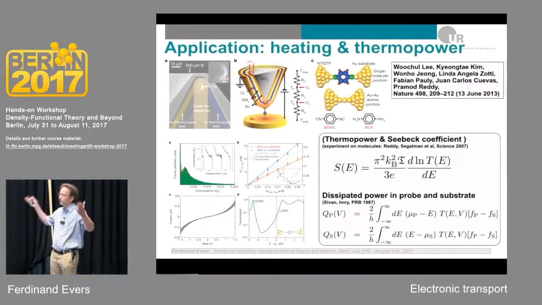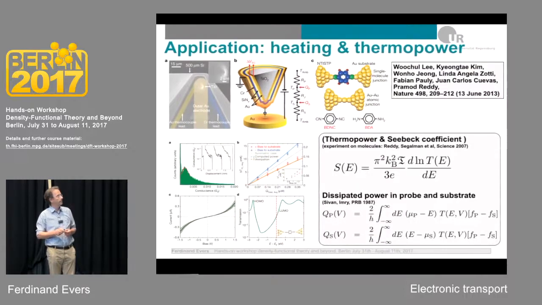Suppose that we have two reservoirs at two different temperatures. Then there's also a current flowing through the system, but only until the charge accumulating on the right-hand side annihilates the current flow through a counter potential. And now you can measure, for a given temperature gradient, what would be the counter potential. And the coefficient that comes out of this is the Seebeck coefficient.